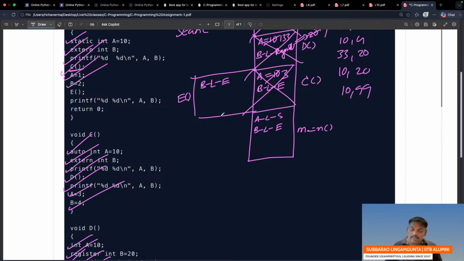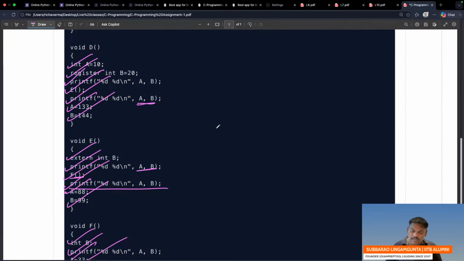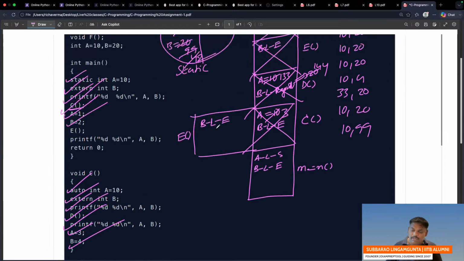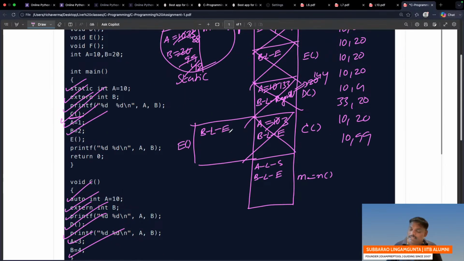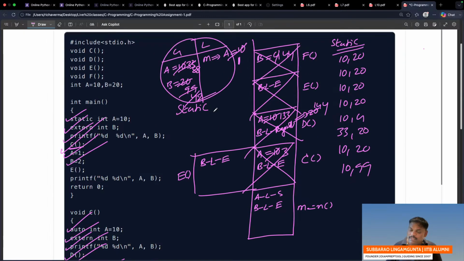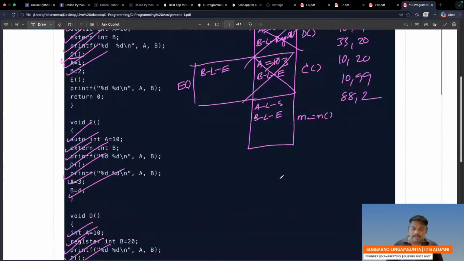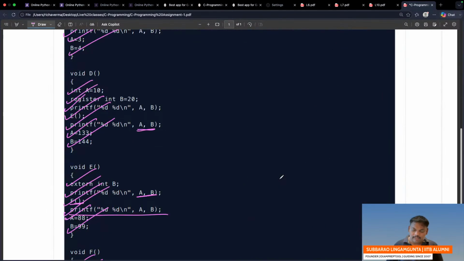Okay, but in the E function, B is there. A is not there, so print AB with static scoping. The global variable will be printed, but B is also taking the external global variable. So 88.2 will be printed in E.